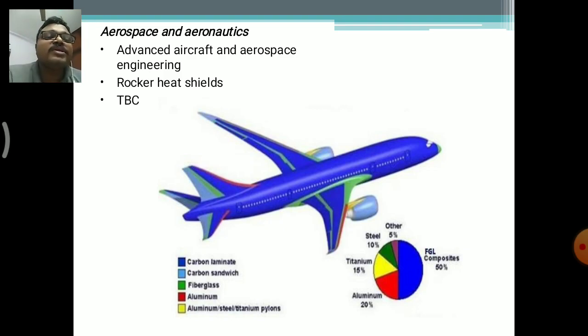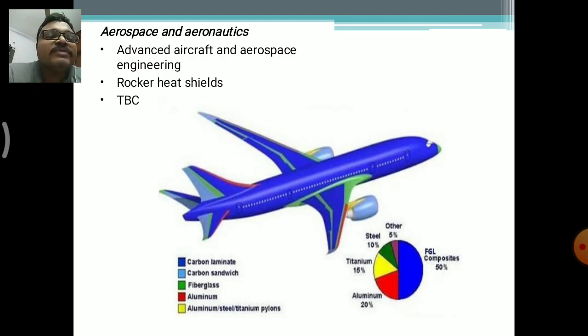So we can see the different types of materials used in an aerospace vehicle or an aeroplane. The majority of the material is shown in the dark blue color, that is royal blue, the carbon laminate, that is the FGL composites. These materials are used for up to 50% of the aeroplane building.